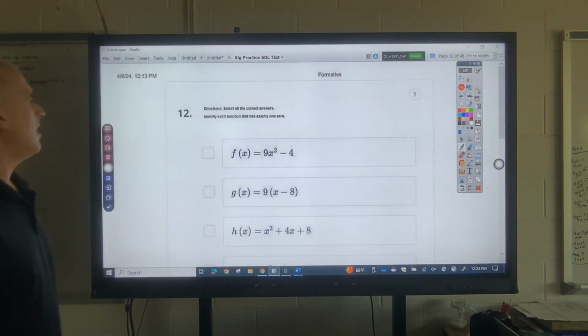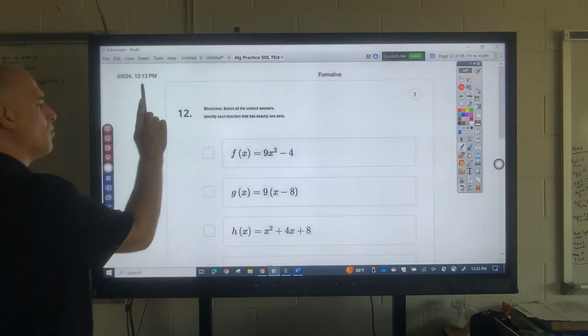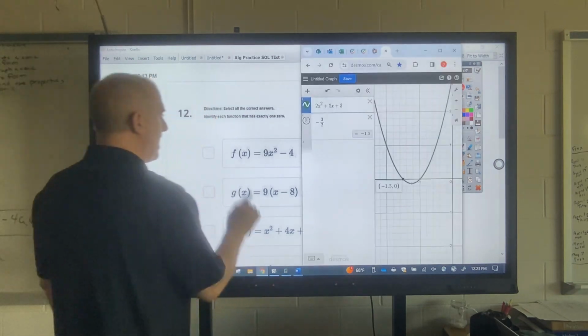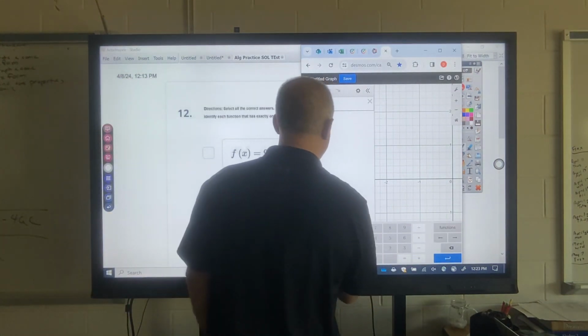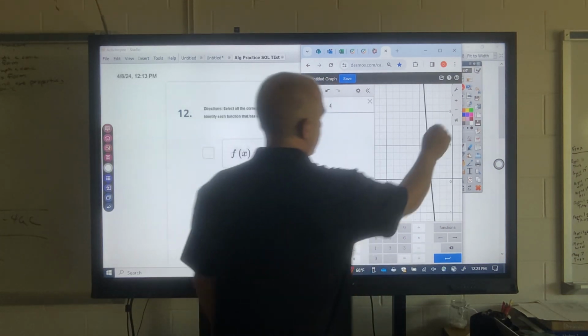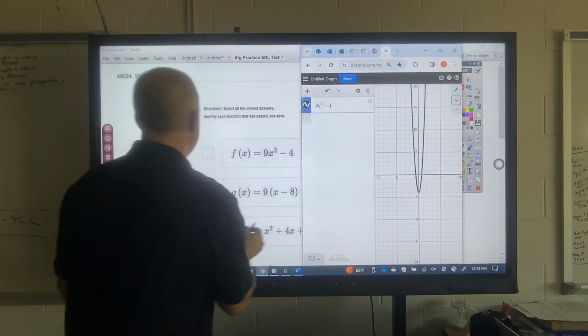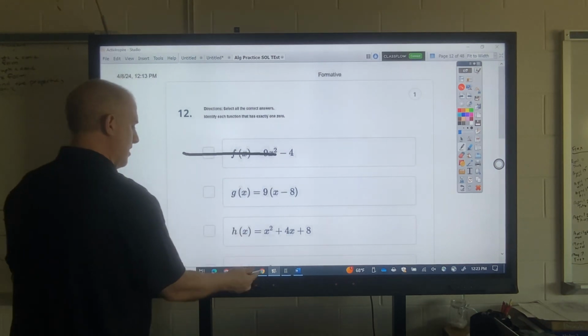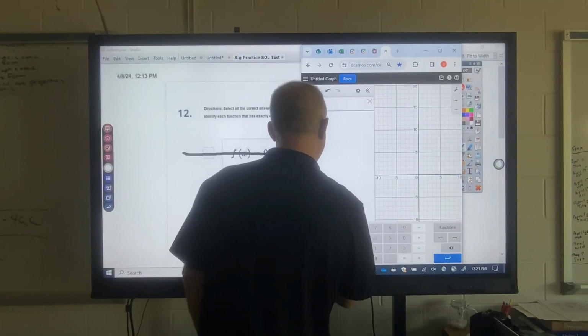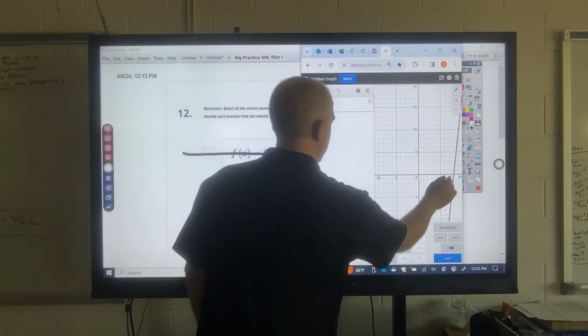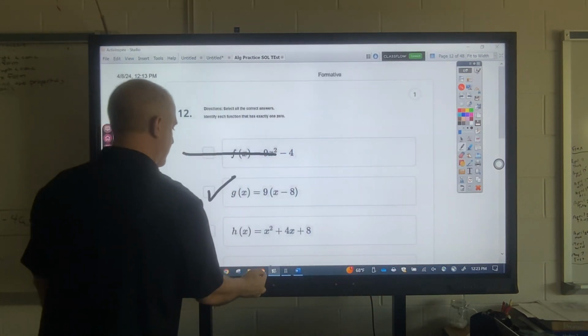Each one that is exactly 1, 0. So one time does it cross the x-axis. I type it, I'll have to type in the f of x. Hit home. This crosses twice, so this is no. Next, 9 parentheses x minus 1, or x minus 8, sorry. That crosses once, so that would be an answer.